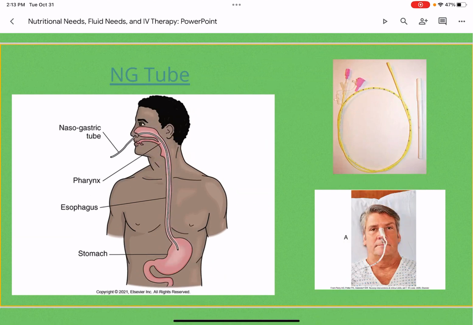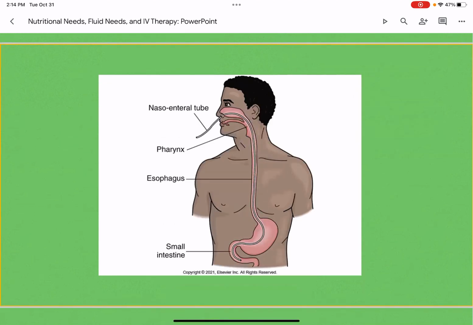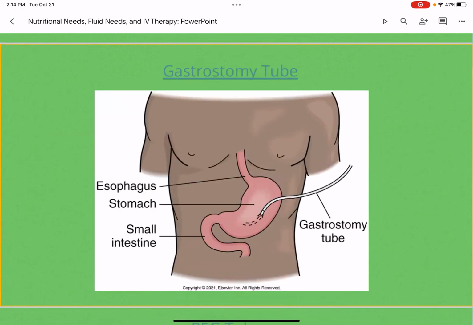So this picture here is an NG tube. It goes from the nose into the stomach. This picture here is a nasal enteral tube. It's a feeding tube inserted through the nose into the small intestines. A doctor or a nurse can insert this tube. This is a gastrostomy tube, and it's a feeding tube inserted through a surgically created opening in the stomach. A doctor will insert this tube.